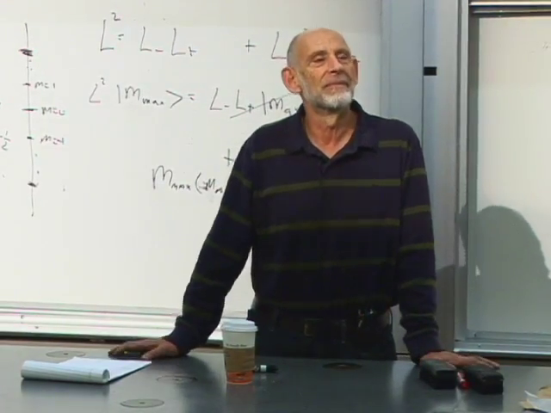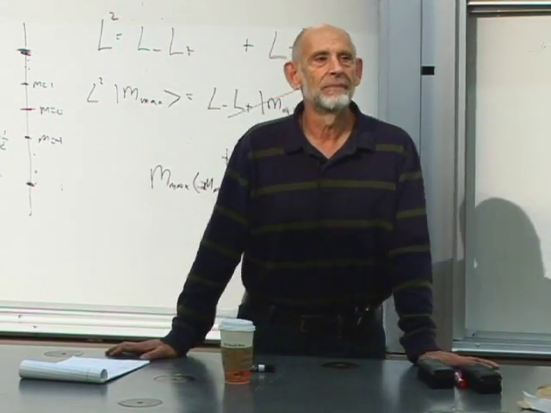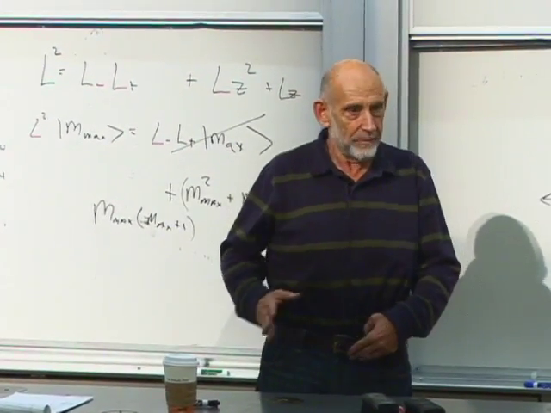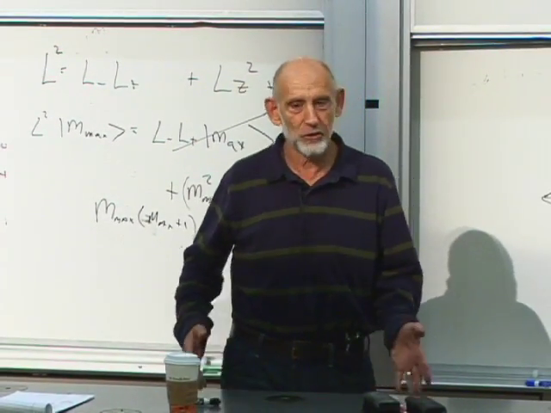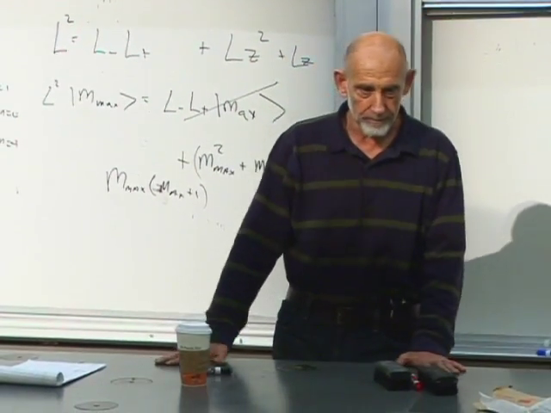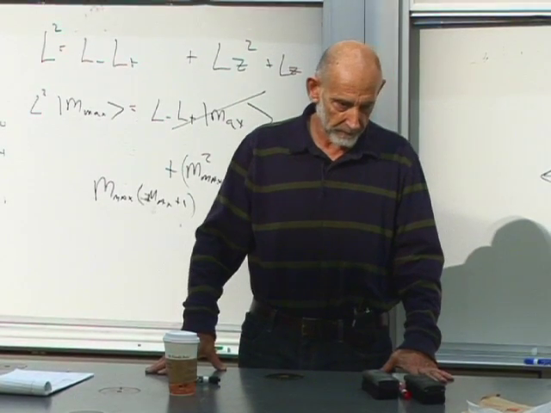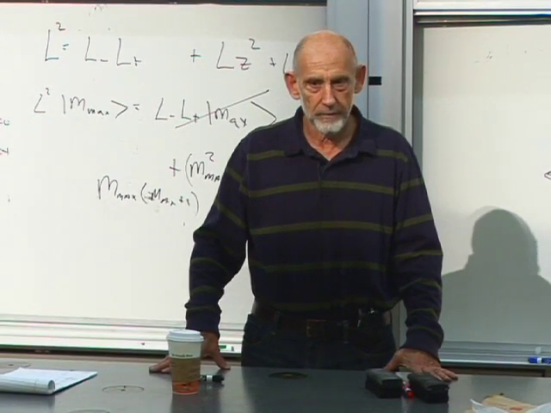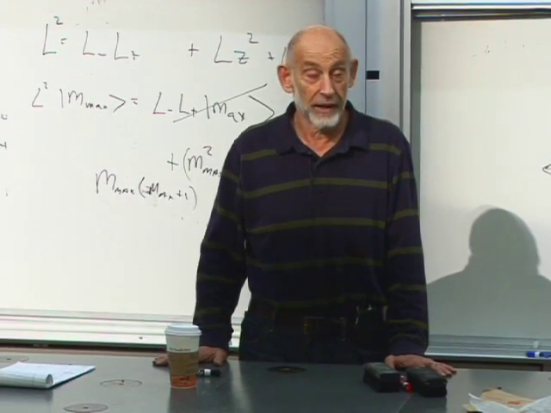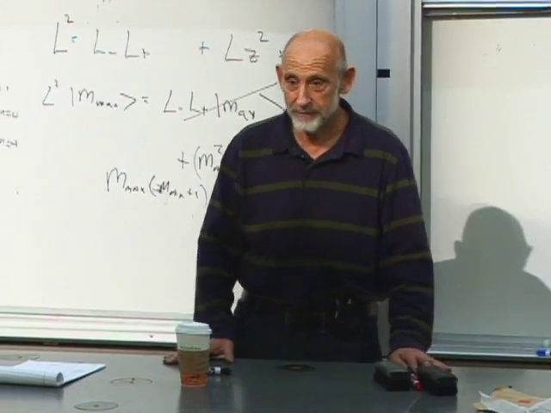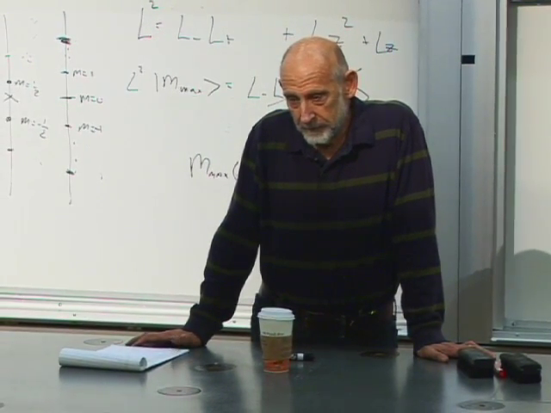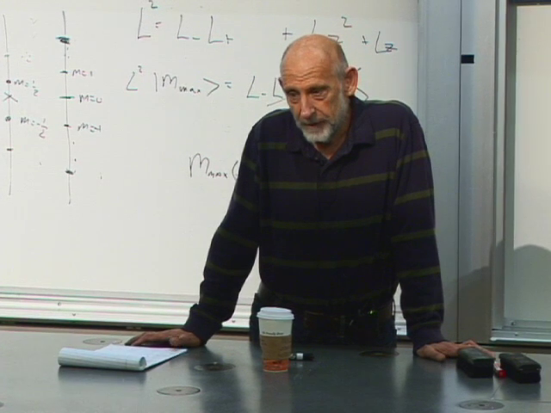So from what you're saying, can you deduce how many electrons can be in each shell in an atom? How many can be, not how many are. You can deduce the maximum number. We're not going to do that now. I hadn't intended to do it at all. So you've got the principal quantum number, and then the orbital quantum number, and then the spin quantum number.